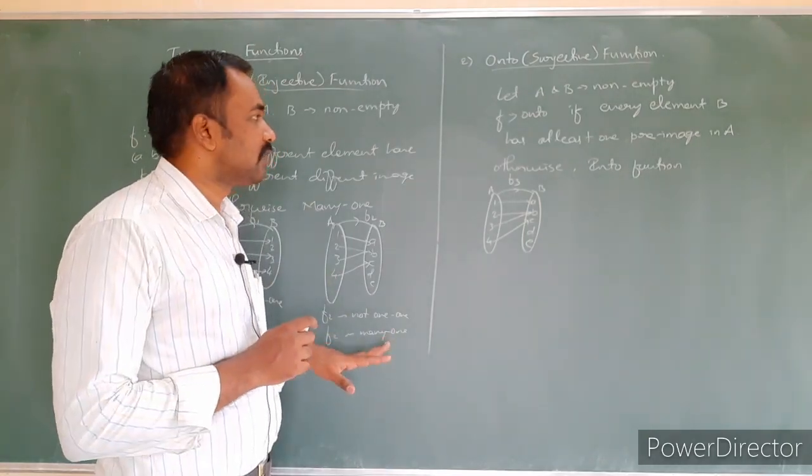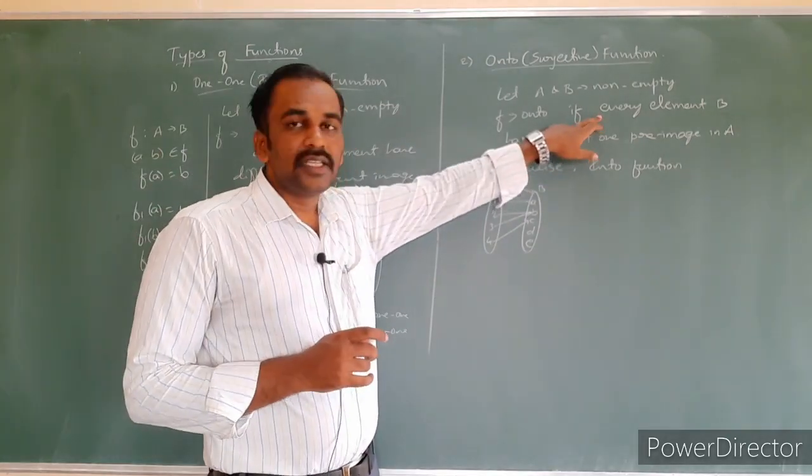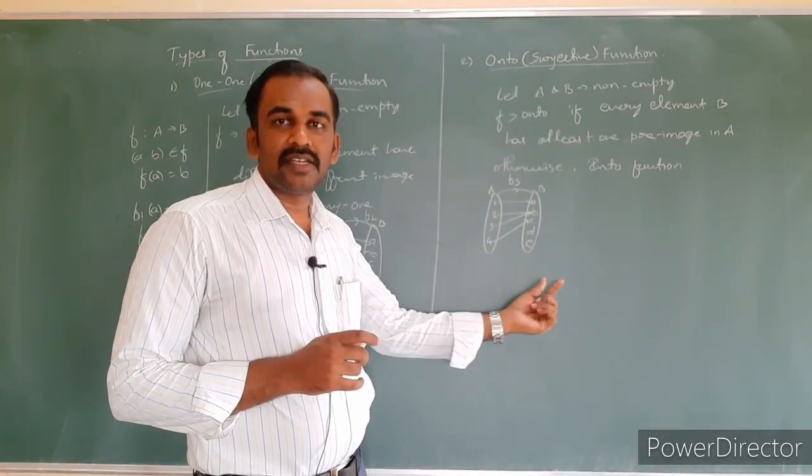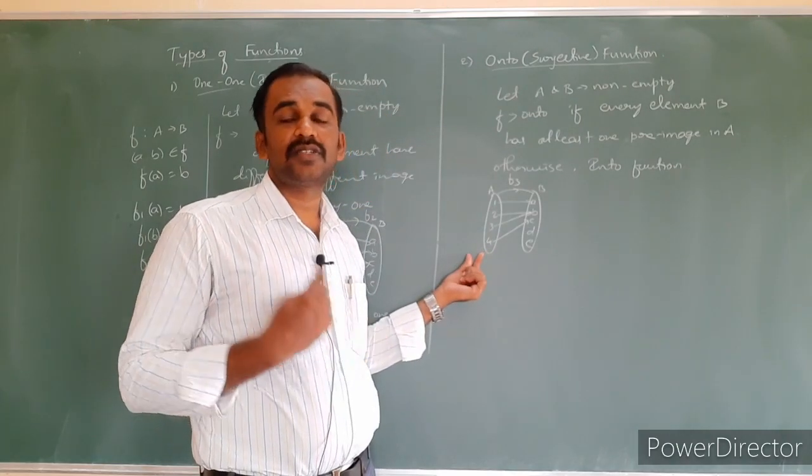Okay, it is not a one-one. Next, is it onto? What is the definition of onto? Every element of the set B has at least one pre-image.